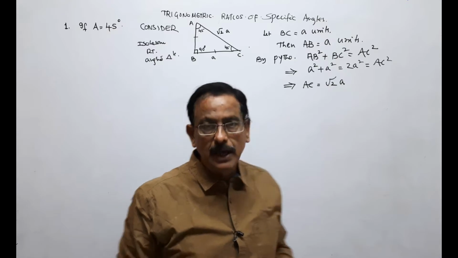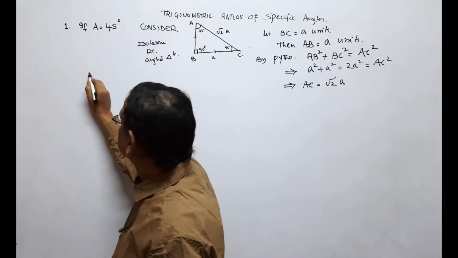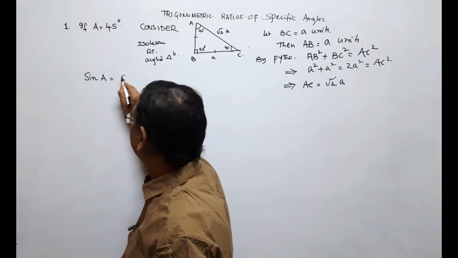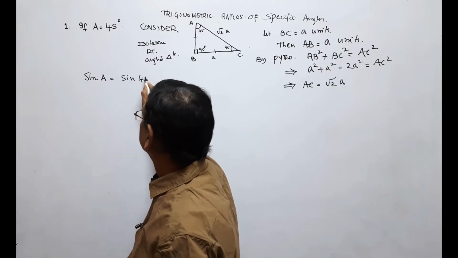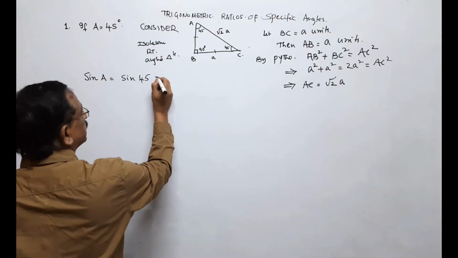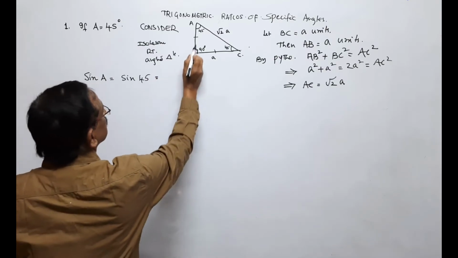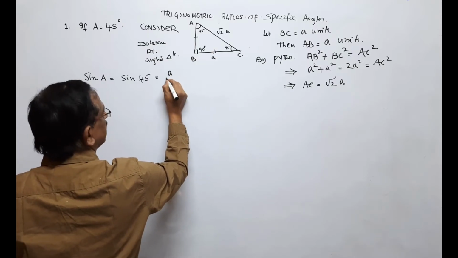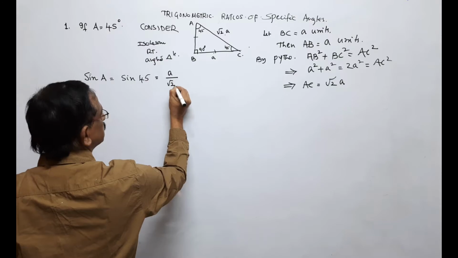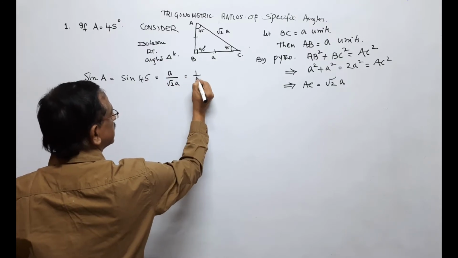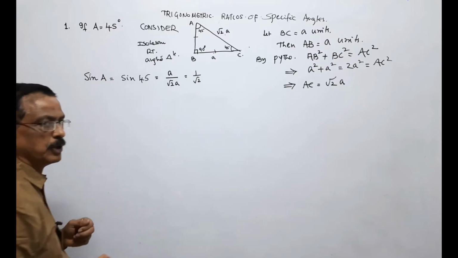Now, as we have discussed sin A, where A is 45, I want to talk about sin 45. Sin 45 is opposite side by hypotenuse. Opposite side is a, hypotenuse is root 2 a. A is non-zero, so I can cancel, and I'll get 1 over root 2.